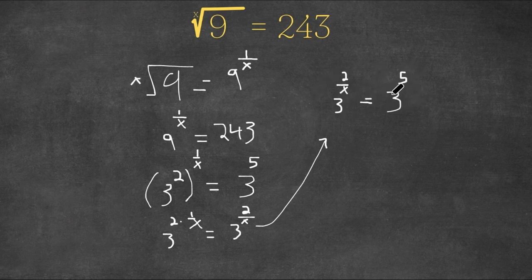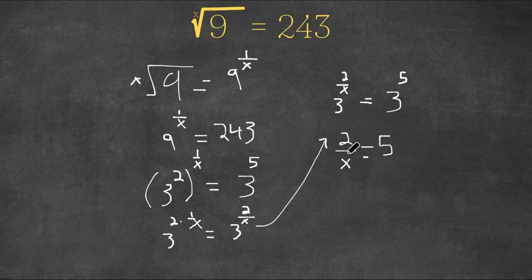And now that both sides of our equation have the same bases, we could just ignore these bases and focus on our exponents. We could just make our exponents equal each other, because our bases are the same, so our exponents have to be the same. So we're going to write 2 over x equals 5. And now, as you can see, we have a simple equation to solve for x.